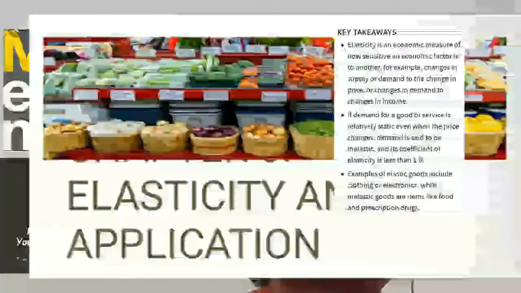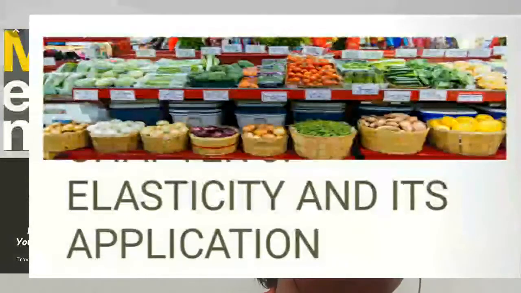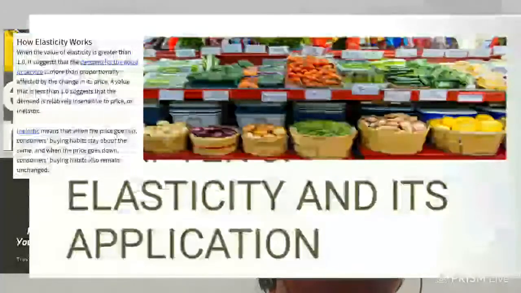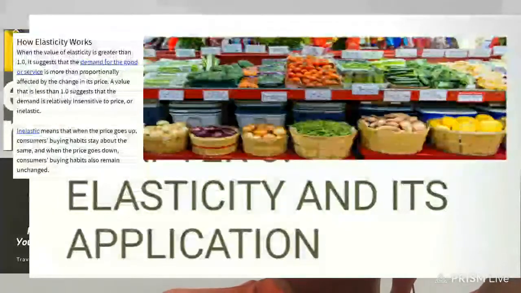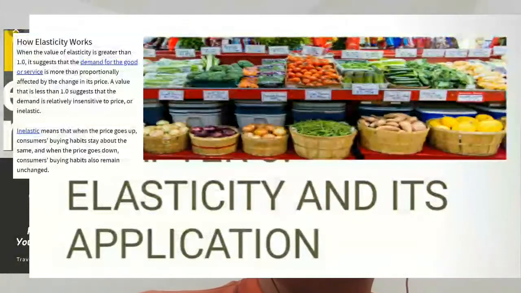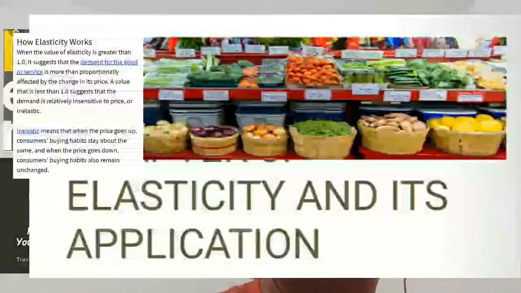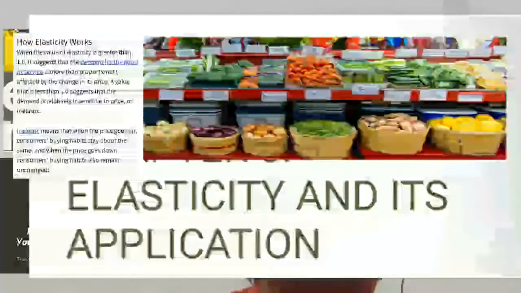So next, all right. Let's look at the next picture here. All right. This one. So here, how does elasticity works, no? Paano po ba nagkakaroon ng elasticity? So, when the value of elasticity is greater than 1.0, it suggests that the demand for the good or service is more than proportionally affected.